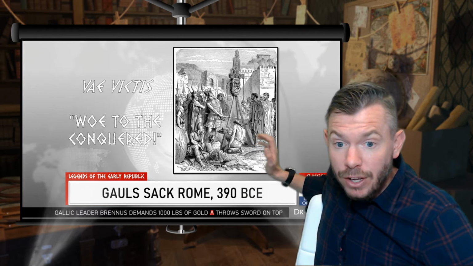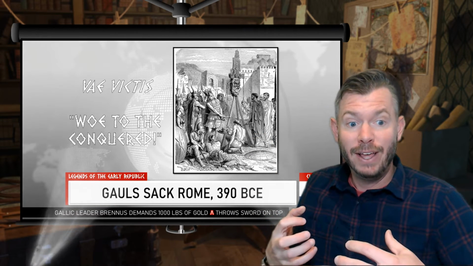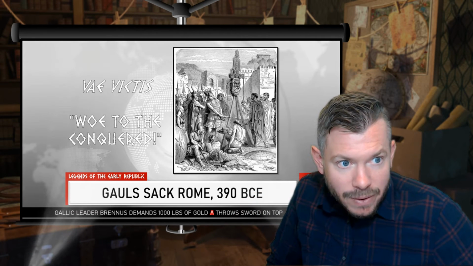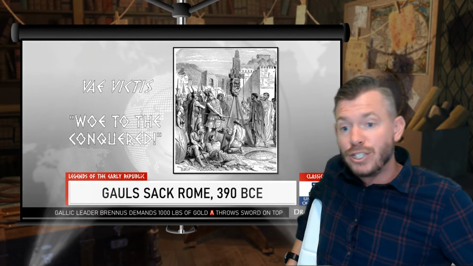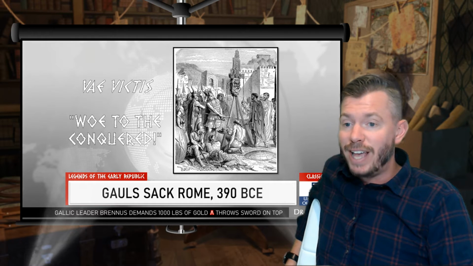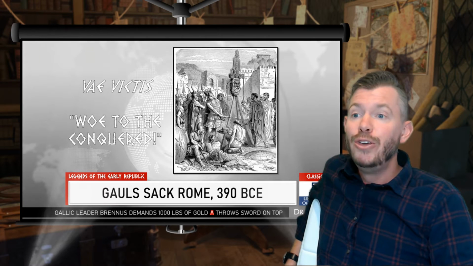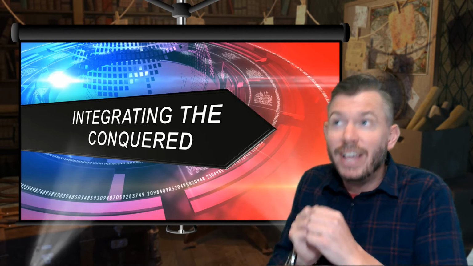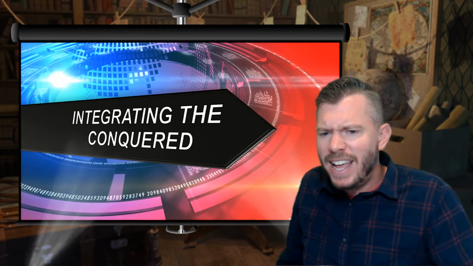But at the end, after the Gauls conquer the city, the Romans complain that they're having to pay too much money, and the Gallic general just throws his sword on the scales and says, Vae victis, woe to the conquered. You have to put up with whatever we want. All right, so in 390, Rome is sacked. They have to pay off this huge ransom to the Gallic general Brennus, but then they get it back together.